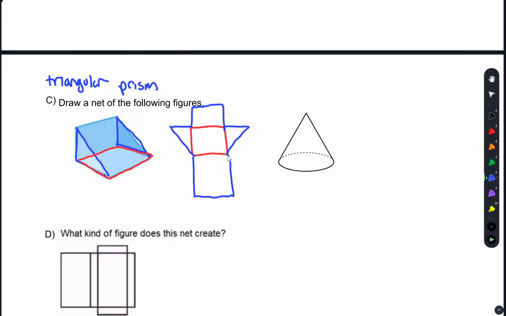Your net might not look exactly the same as mine, but as long as you've unfolded your pieces in a way that makes sense to you, they're connected, I see all of the different sides laid out flat, you should be fine.